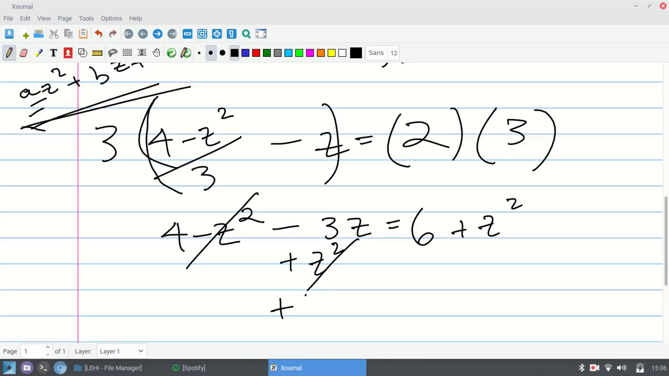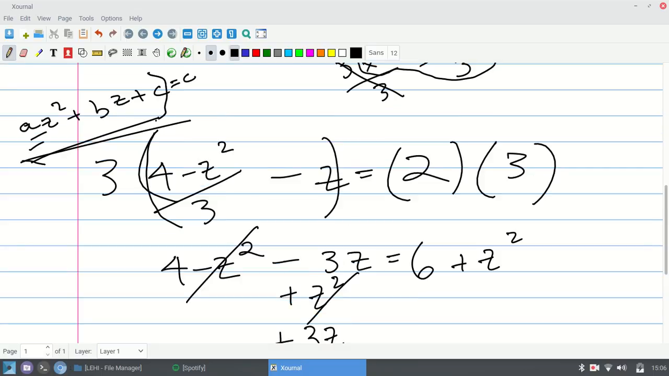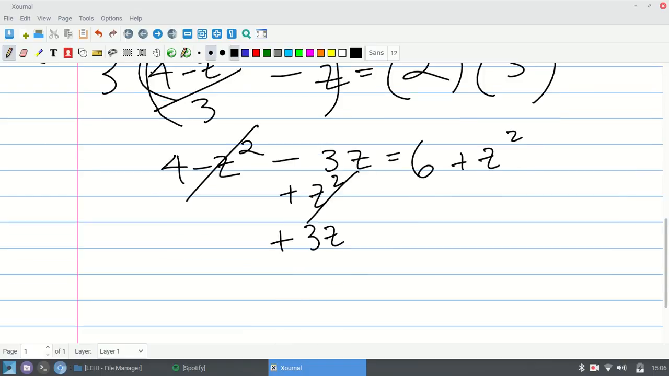While I'm at it, I'm going to add 3z. Remember, everything's supposed to be on one side, right? So everything in this equation has to be on one side. So I'm going to go ahead and do all my magic. Add 3z, that will kill this with that. And then take away 4, right? Because this is a plus 4. Take away 4, take away 4, right?